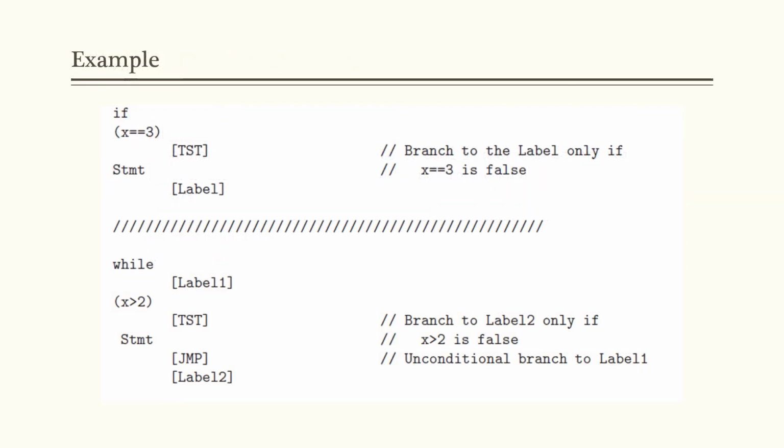Okay, here is the example. Let's say we have an if statement, if x equals 3, and then the statement. When you want to translate it into an atom, you need one atom called TST. It means you are forcing the compiler to check whether the condition here is true or false. So it will branch to the label only if x equals 3 is false. Then only you give a label. If it's false, then go where? What will be the next operations? It's something like that.